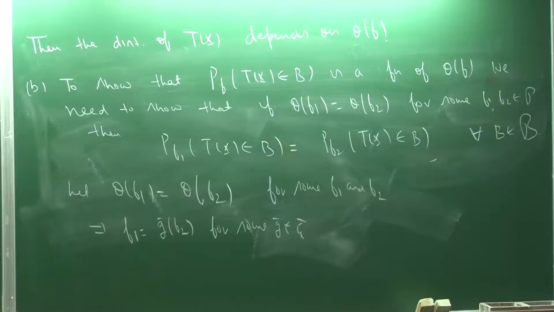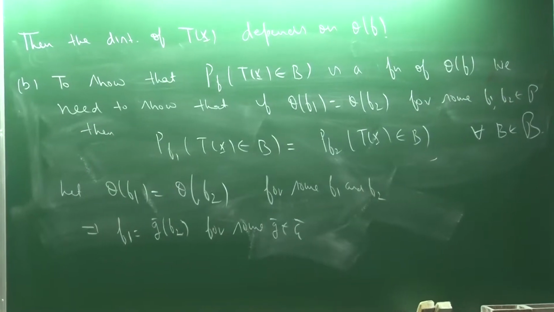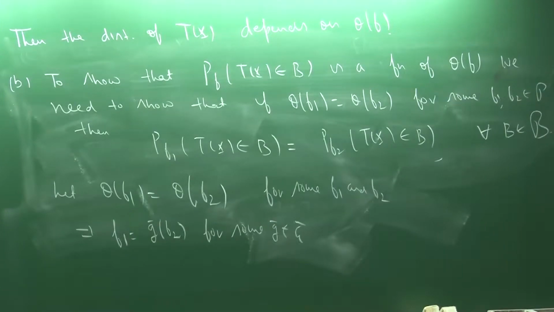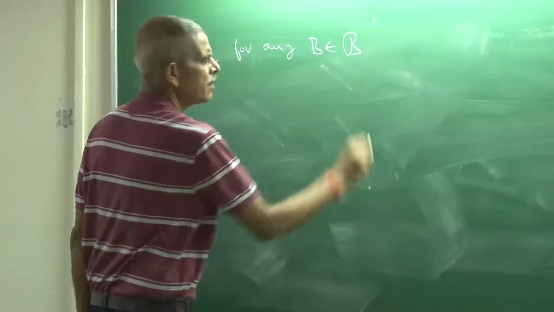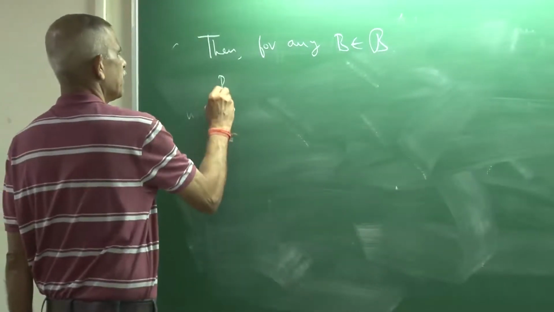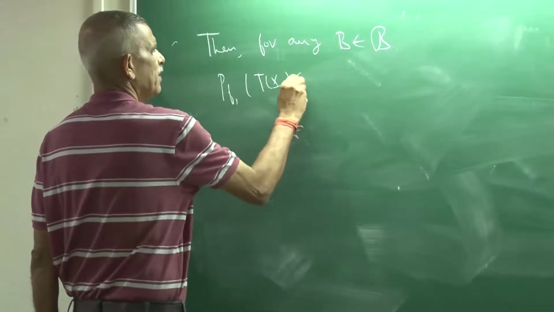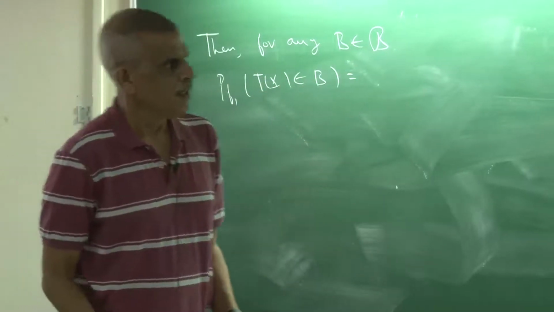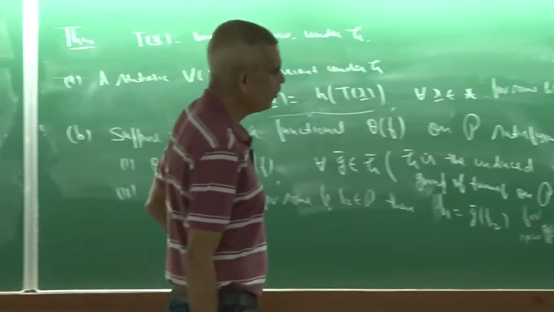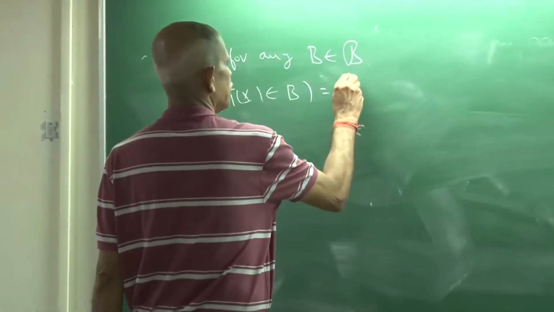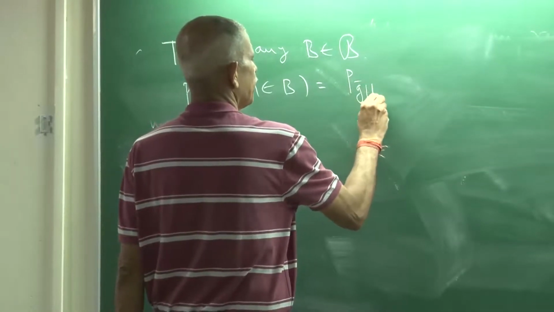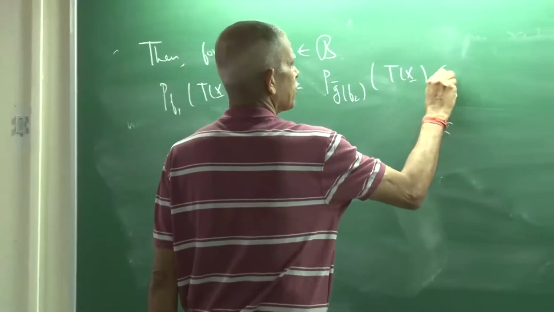So what does that mean? Then for any Borel set B, let us consider P f1, T(x) takes value in B. But I know that my f1 is the same as g bar of f2 because theta was maximal invariant. So this implies that P of g bar of f2, T(x) belongs to B.